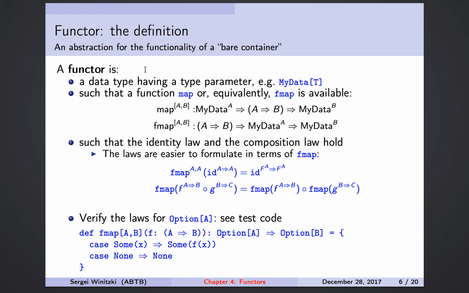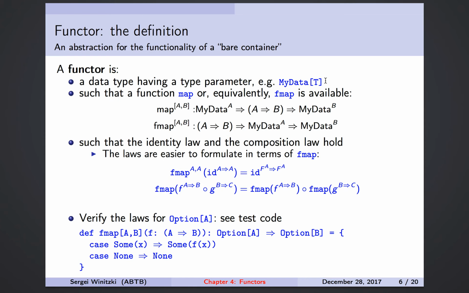Now we can make a definition, write down a definition of what is a functor. So functor is a term which is used in functional programming recently to denote this abstraction of the functionality of a bare container. The bare container having a map with laws. So the definition is that functor, first of all, it is a data type that has a type parameter, such as something like this. Now, if you don't have a type parameter, you cannot have a container, obviously.